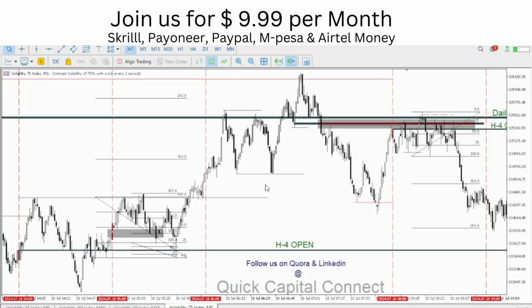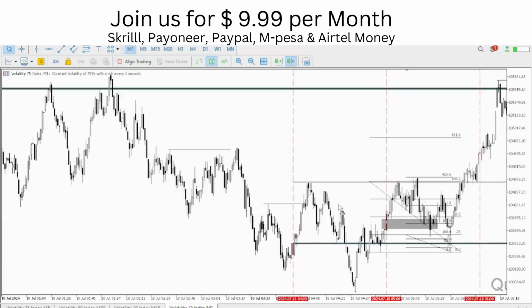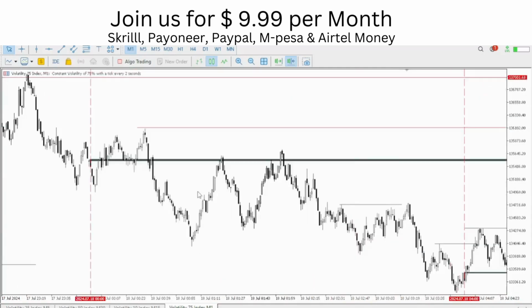As you can see, this is the Volatility 75 Index on a one minute time frame. I just want to show you how you can find intraday setups with ease and how you can be anticipating the market movement. That's basically what I'm going to show you here. On this chart, the day opened at this bold line I've pointed to.